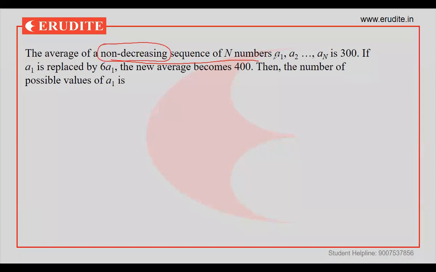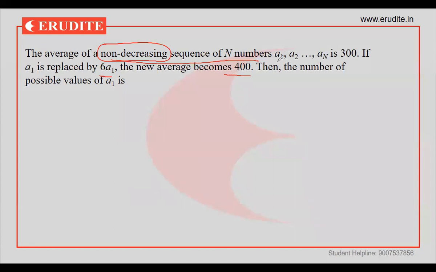Non-decreasing sequence of the n numbers means these numbers are in an increasing order, right? Increasing order or all are equal to each other. But they are not decreasing, meaning a1 is the smallest one, or a1, a2, an all are equal to each other. If a1 is replaced by 6a1, then the new average becomes 400. Then the number of the possible values of a1 is.